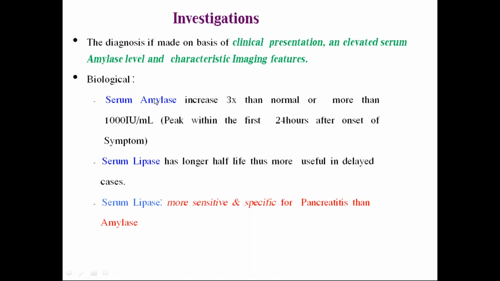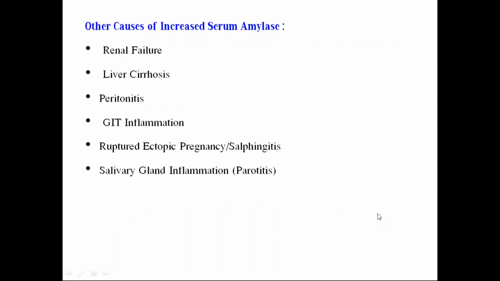The problem with the serum amylase investigation is that it will be raised in other abdominal pathologies also, like intestinal perforation, hollow viscus perforation, obstruction, and renal failure. In these conditions also serum amylase can rise. So a rise in serum amylase is not specific. And serum lipase has a longer life, so it is more useful in delayed cases. Lipase is more specific for pancreatitis than amylase.